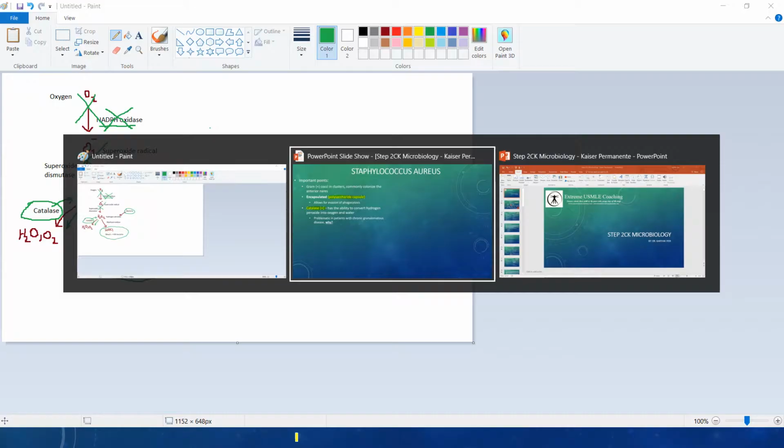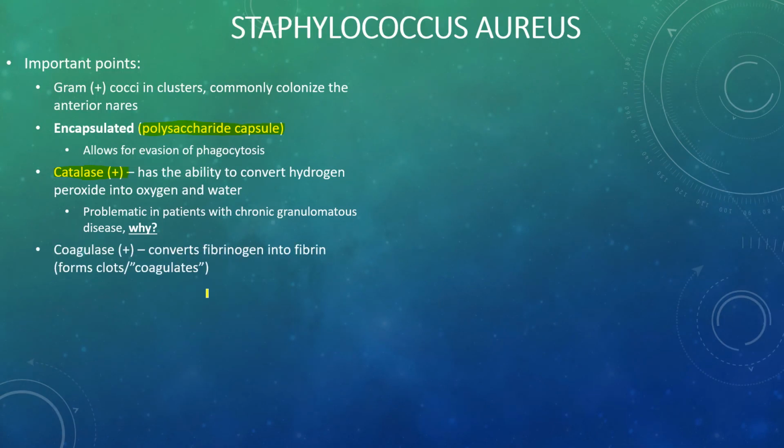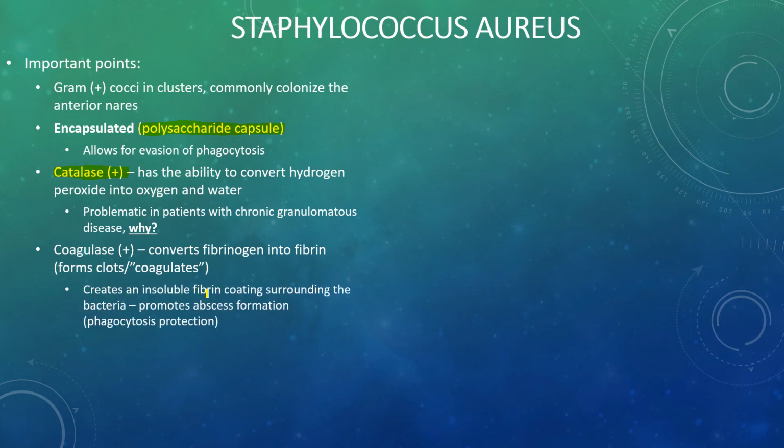Okay, let's go back to our presentation now. This is why it's problematic in CGD. Another thing is that Staphylococcus aureus is coagulase positive. So it coagulates. It converts fibrinogen into fibrin, which is part of the coagulation pathway cascade. And this forms clots and coagulates. And we'll talk about what this means. It creates an insoluble fibrin coating surrounding the bacteria. And this is going to promote abscess formation because this big clot surrounding the bacteria actually protects the bacteria. So you have protection from phagocytosis. And that'll make them live longer inside of your body, which is good for them, bad for us.